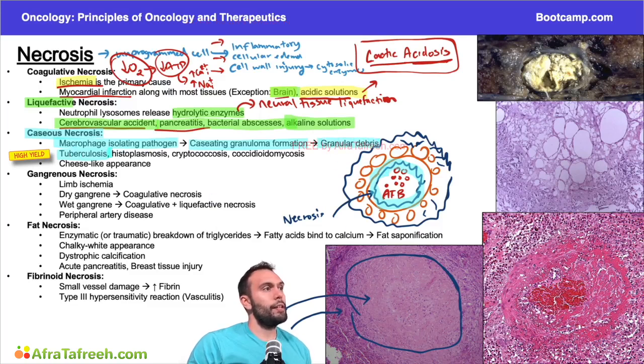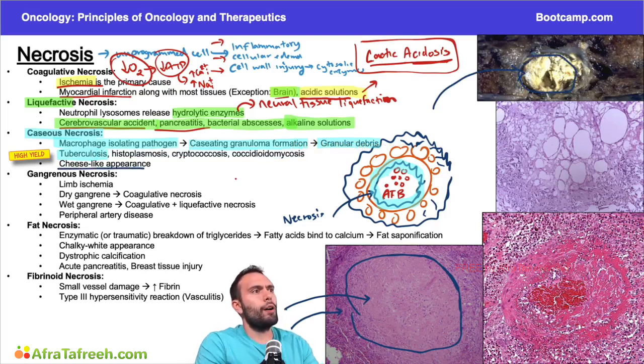We see this with TB, also very classic with multiple fungi. I won't go into all the details here, but TB is definitely the highest yield on the list. And if you look at this on gross pathology, it's typically said to have a cheese appearance. So you can see here, this is what they're talking about with caseous necrosis.